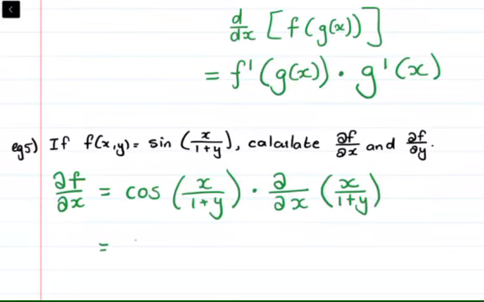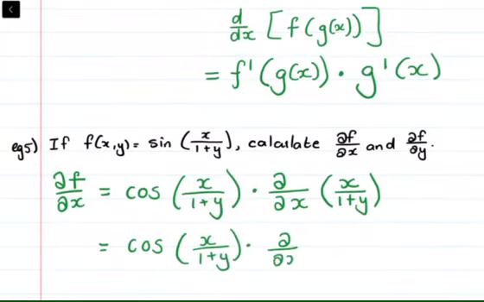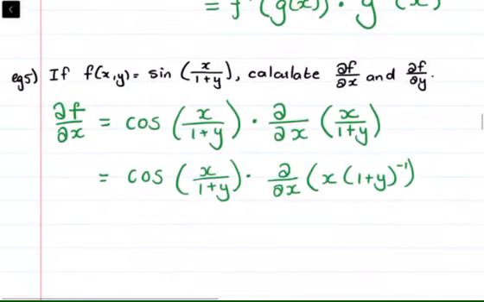Okay, so let us see how we can simplify what we have there. So we have 1 plus y. We are trying to differentiate with respect to x. Remember that in this case, this is where I would write d dx. So now, instead of writing d dx, we write partial over partial x of x times 1 plus y to the power minus 1. Okay. Now, so this is cos of x over 1 plus y.